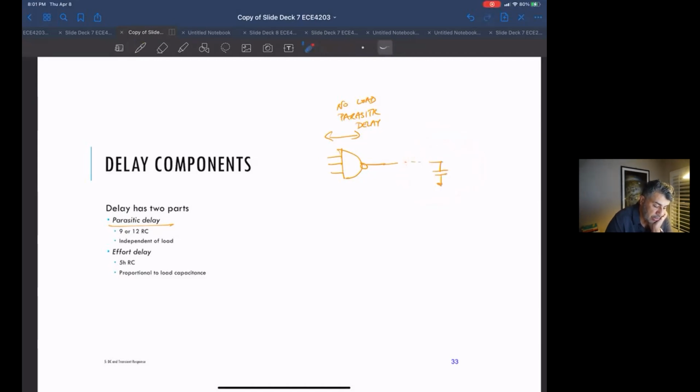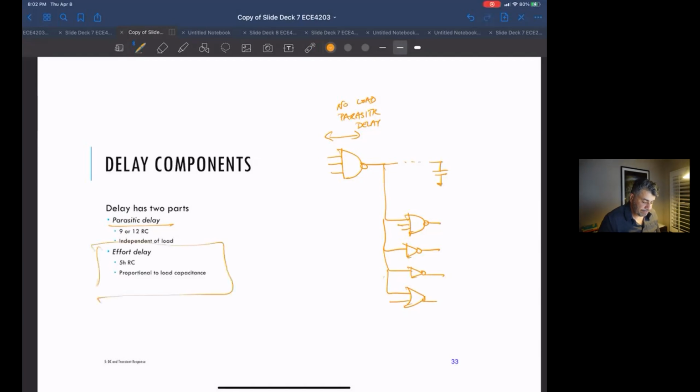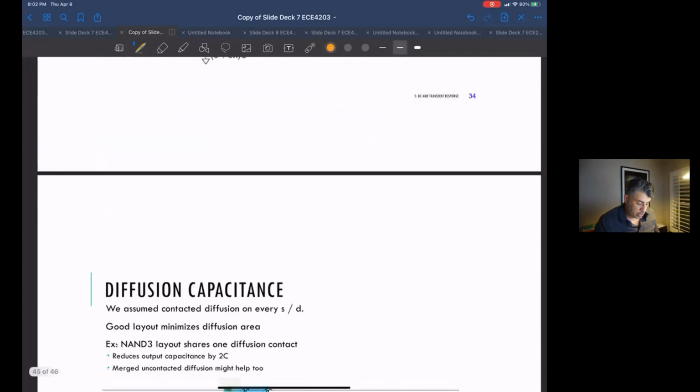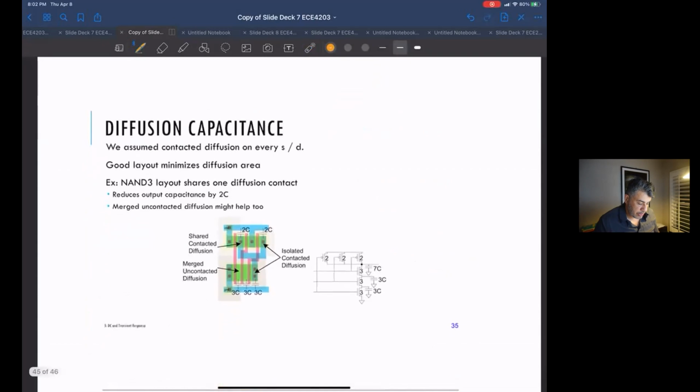And typically that load is capacitive, but it's typically a bunch of other devices. It could be devices like yourself, which is the easiest one to define, or it could be a bunch of other devices, a bunch of NOR gates, whatever it is that this logic functionality is doing. And that's called the effort delay. And you'll see you can sort of treat them differently.